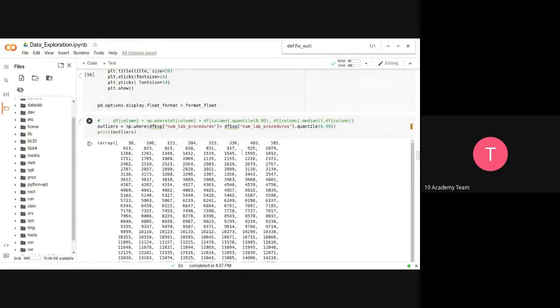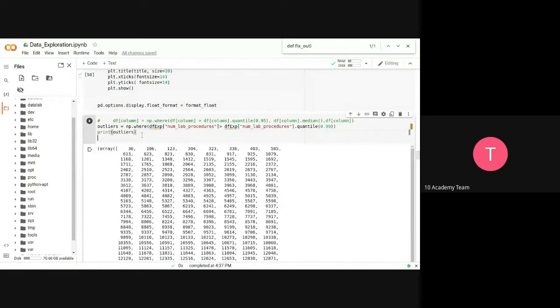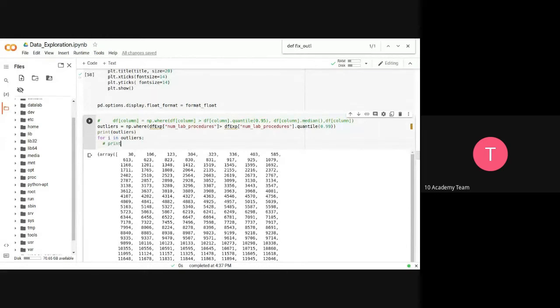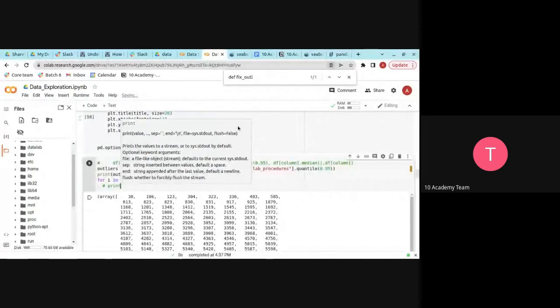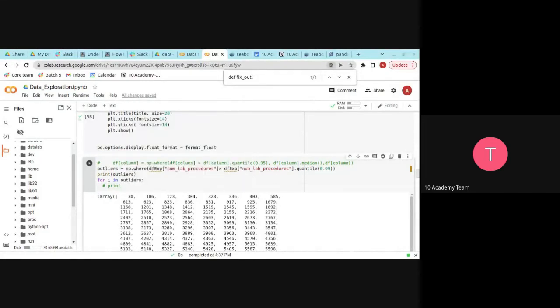I believe this would be a type of an array, okay. Yeah, and for i in outliers, you can go ahead and print that using that DataFrame.iloc. So get those locations where those outliers exist. Yeah, and you can handle them as you go on, I guess.